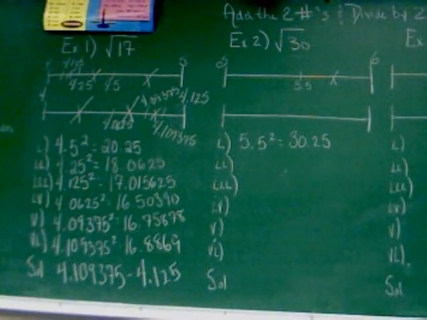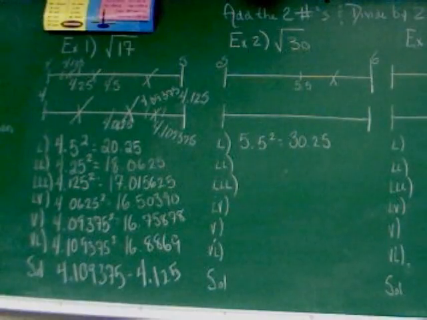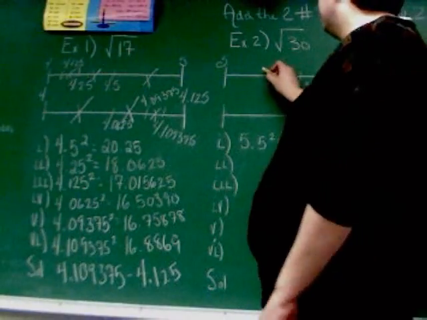So now I'm looking for the number that's between 5 and 5.5. Again, think of it like money if you need to. Between 5 and 5.25, or $5 and $5.50. It's $5 and a quarter, 5.25.